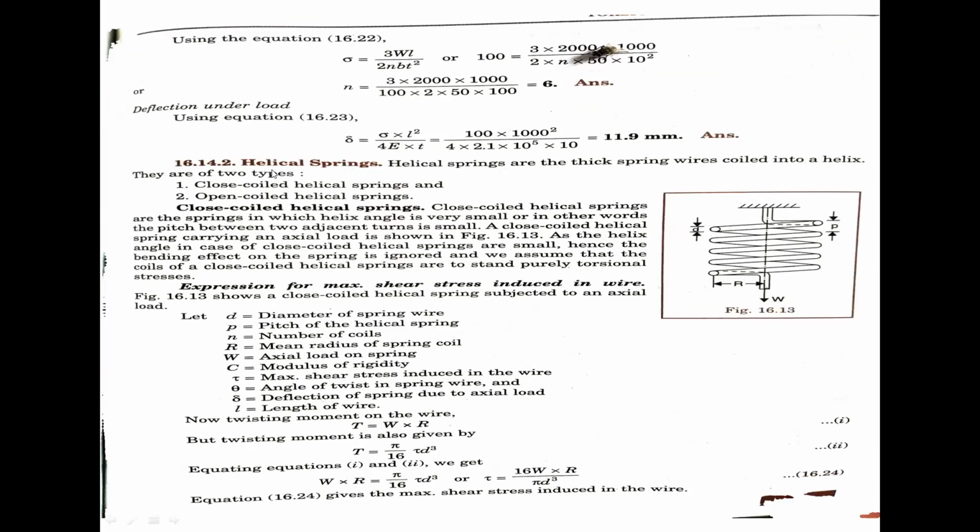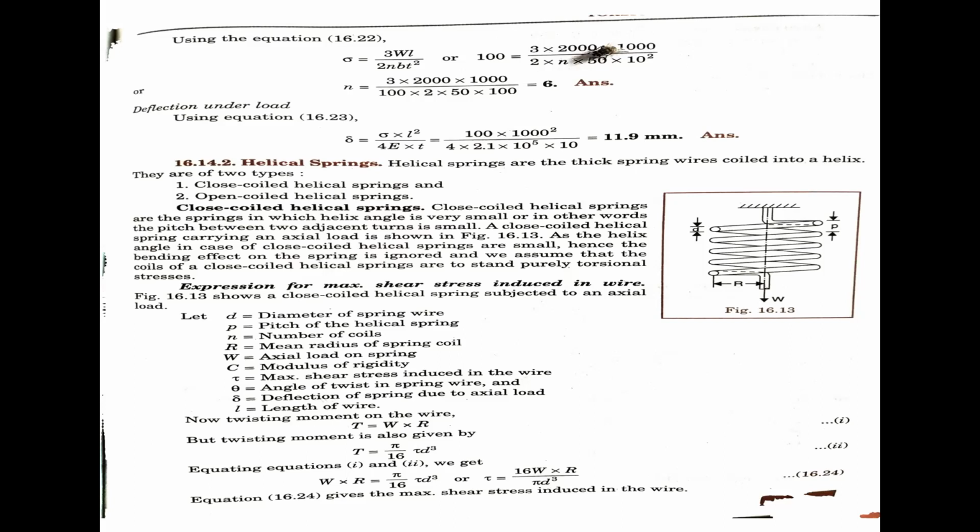See the diagram for helical spring. Helical springs are thick spring wires coiled into a helix. There are two types: closed coiled helical springs and open coiled helical springs.